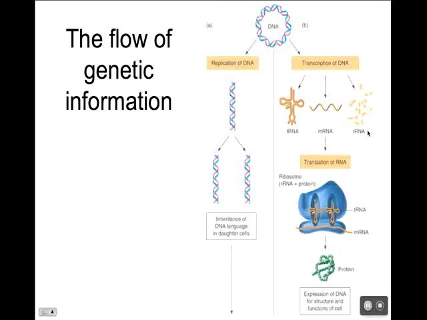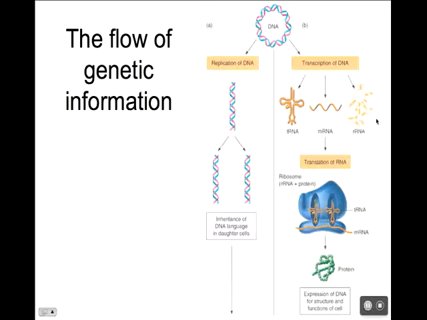So it has ribose for its sugar instead of deoxyribose, and the other real difference here is that RNA does not have T or thymine as a nitrogenous base. Instead, it has the nitrogenous base uracil, U. So everywhere that you would find a T in DNA, you're going to find the U in RNA.